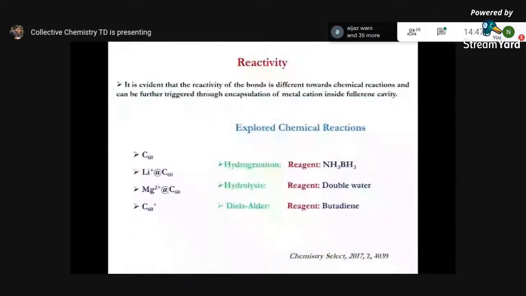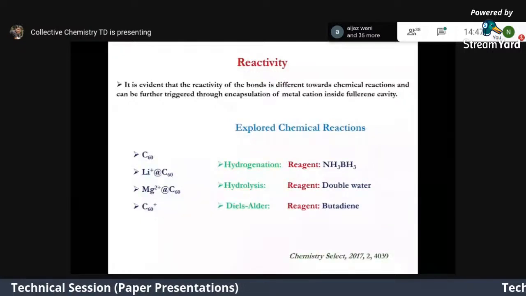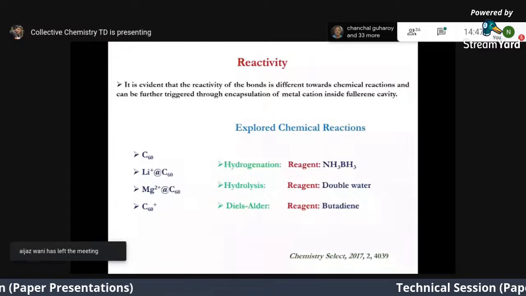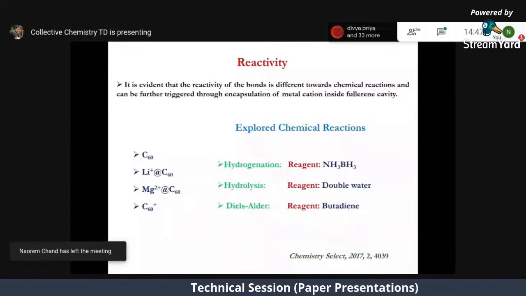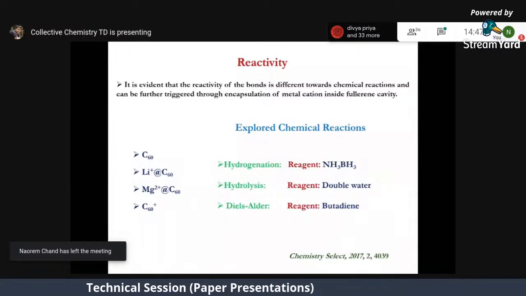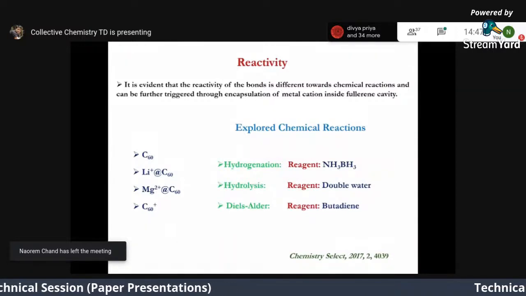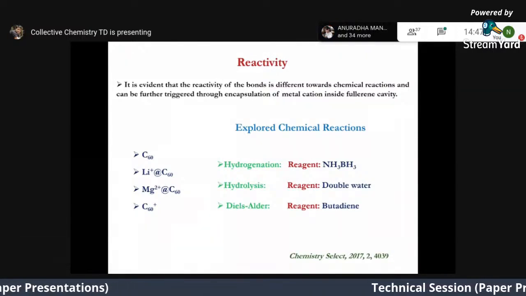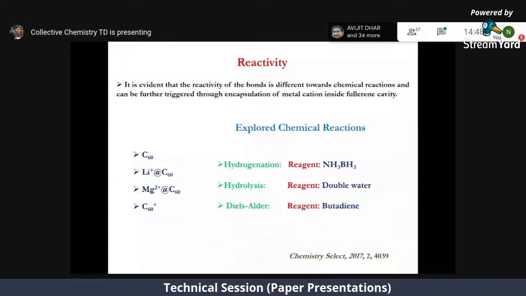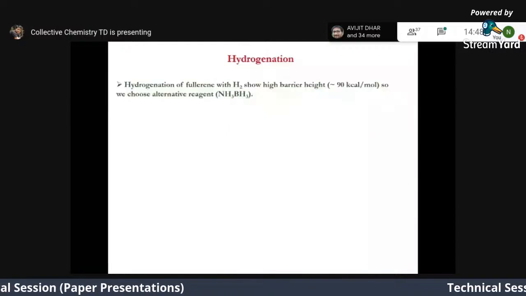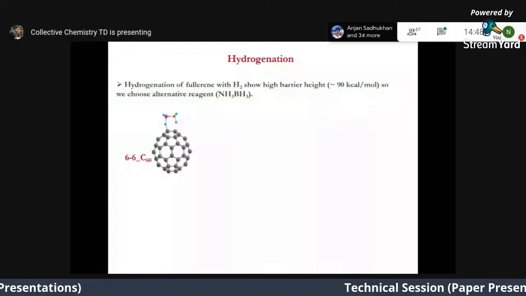Now, to observe the reactivity, we have considered 3 fundamental reactions: hydrogenation, hydrolysis, and Diels-Alder. And we take the reagents ammonia borane, double water, and butadiene. And the corresponding fluorines and fluorine derivatives are normal C60, Li plus encapsulated C60, Mg2 plus encapsulated C60, and C60 plus.